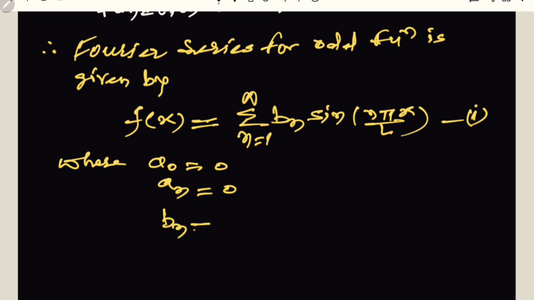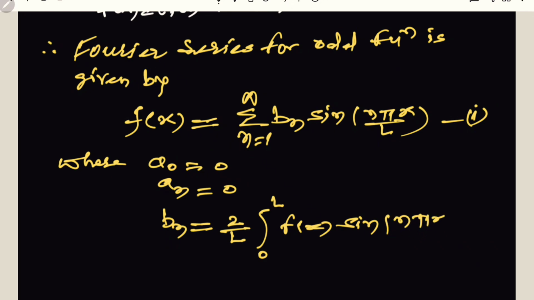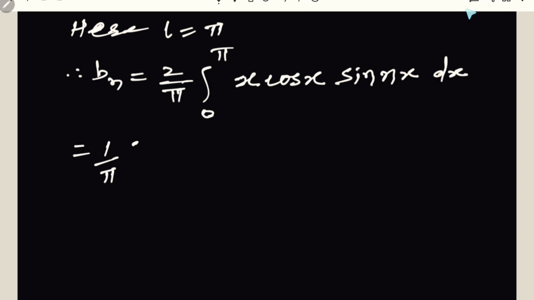And bn is given by 2 divided by L, integration from 0 to L of f of x multiplied by sine of n pi x divided by L, with respect to x. Here the value of L is pi, and therefore substituting that value in Bn, we get 2 by pi integral from 0 to pi of x cos x into sine of nx. Pi gets cancelled, we get sine of nx, and its integration with respect to x.